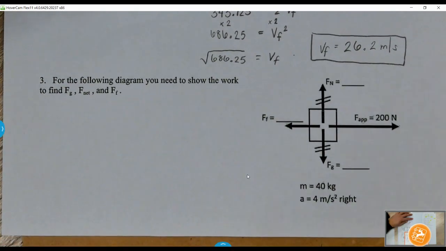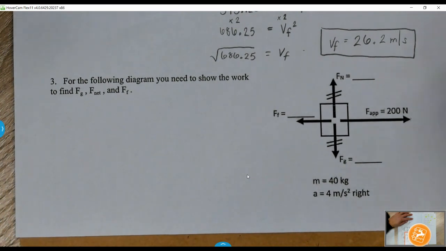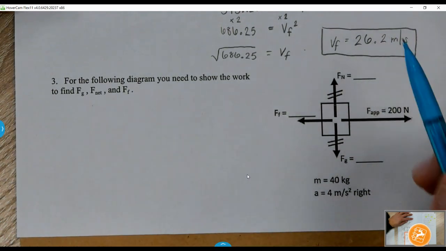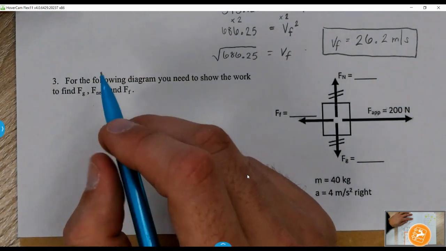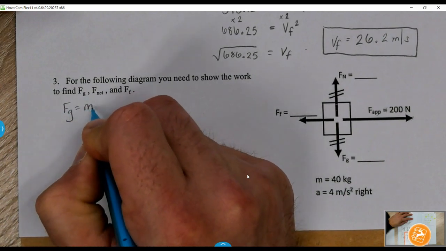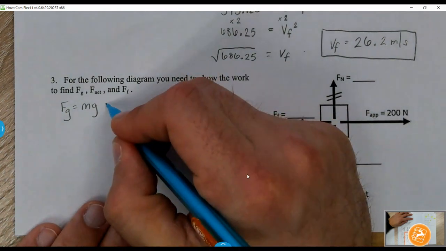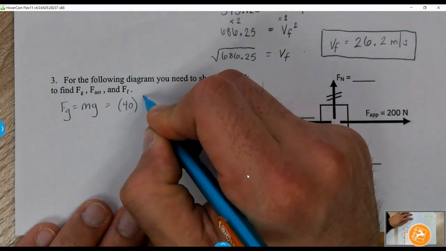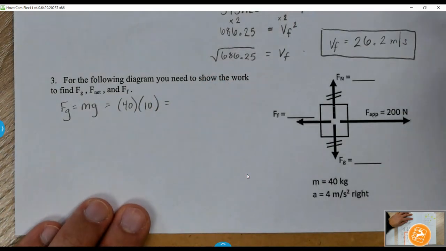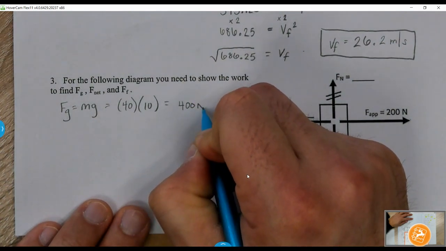Okay, so for this one, I want you guys to fill in each of the missing pieces and show all the work. Now, I wrote these in a specific order for that reason. So your equation for Fg, force of gravity, or weight of an object, is mass times gravity. The mass of this thing is 40 kilograms. So we're going 40. All right, we're using 10 for gravity, not 9.8. We're just doing the 10, which makes the calculations a little easier. And this equals 400 newtons.